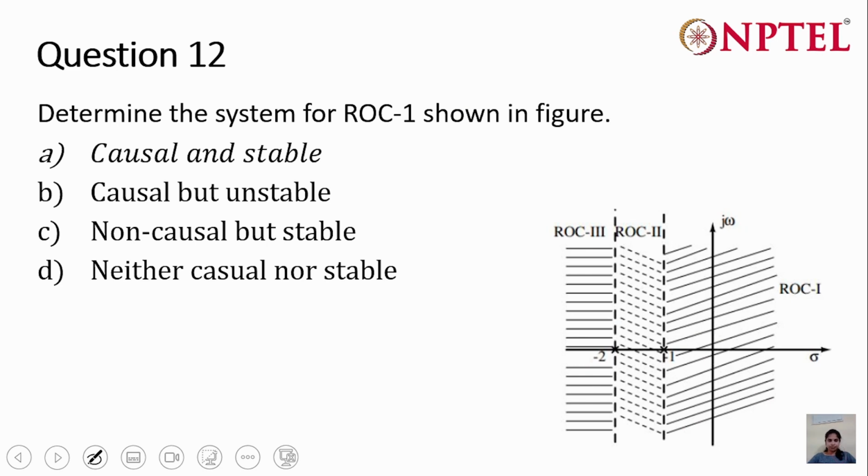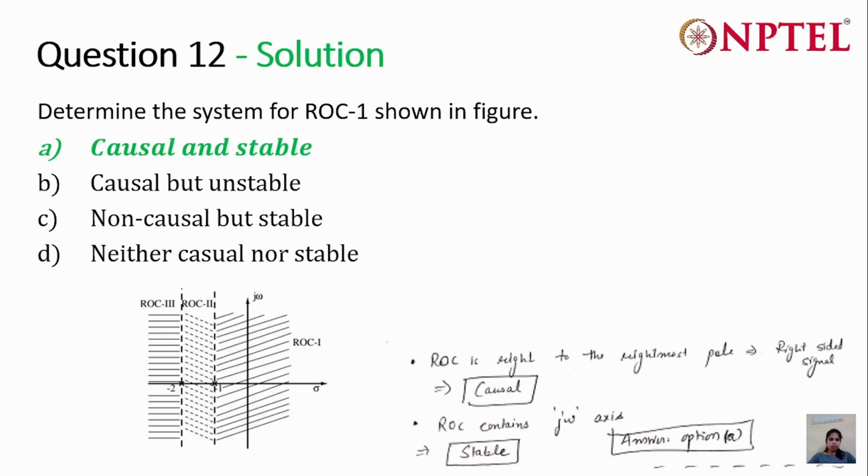Moving on to the next question. Determine the system for ROC 1 shown in the figure. The ROC is right of the rightmost pole. This one, this is our ROC. Causal and stable. Yes. So the ROC is right of the rightmost pole, and it also contains the j omega axis. So we know that it is causal and stable.